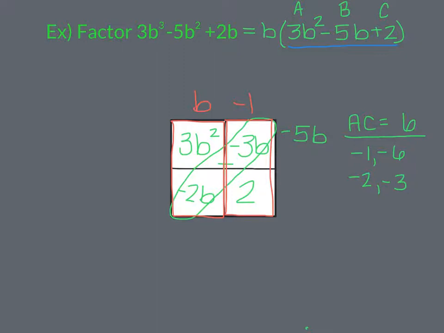Okay, now moving on to the rows. Our top row, we have a 3b squared and a negative 3b, so those have a 3b in common. And then our bottom row has a negative 2b and 2. Again, though, because that negative is in the box closest to the one we're taking out, we need to take the negative out with it. So it would be a negative 2. Therefore, we can factor, again, don't lose the b that we originally took out, but we can factor the remaining quadratic. In fact, it becomes 3b minus 2 for one of our factors, and then b minus 1. So that would be your final answer.